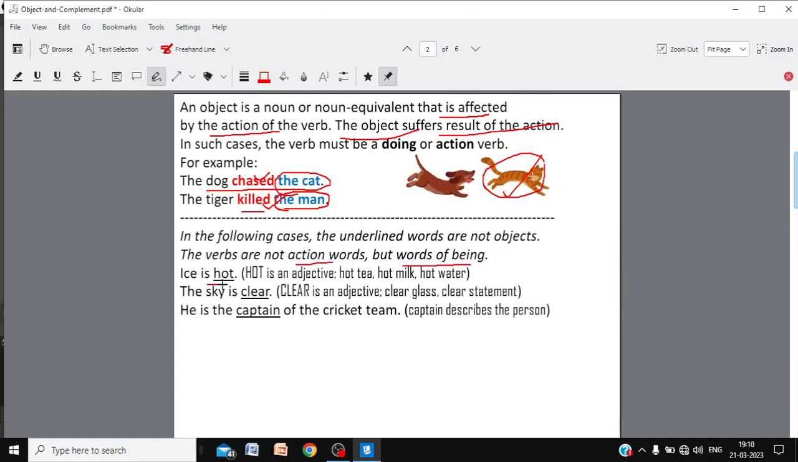Ice is hot. Hot is an adjective. We can say hot tea, hot milk, hot water. The sky is clear. He is the captain of the cricket team. Captain describes. It does not affect, and the consequences do not fall, because these are not verbs of action. These are verbs of being. So these are not objects, they are complements.